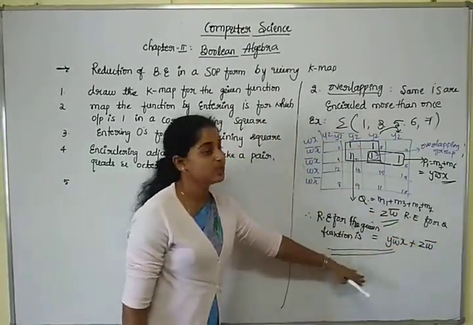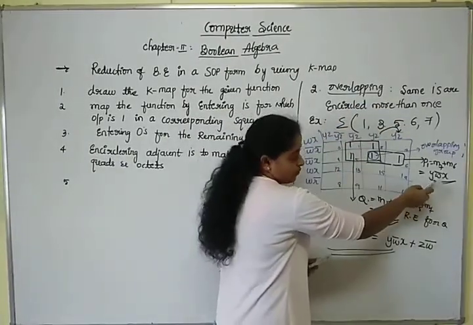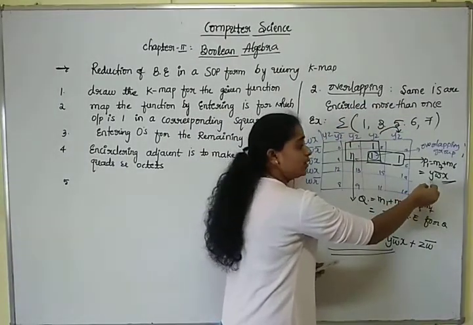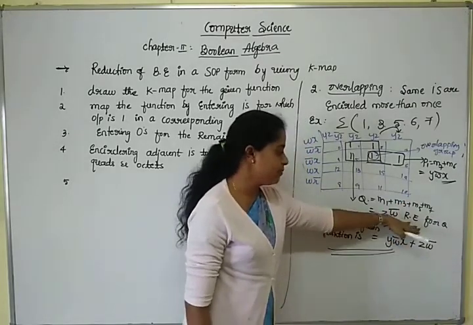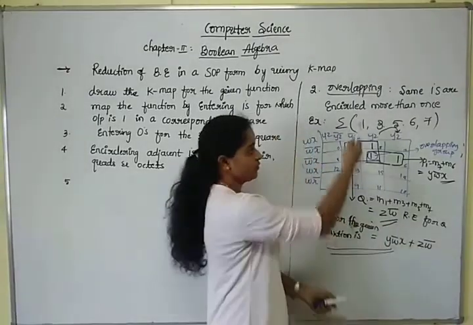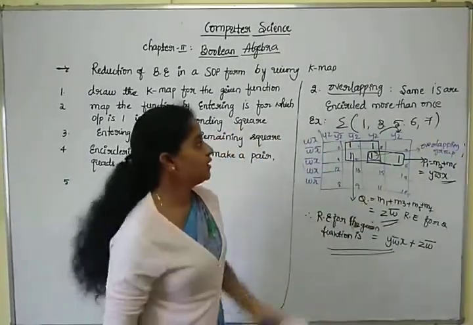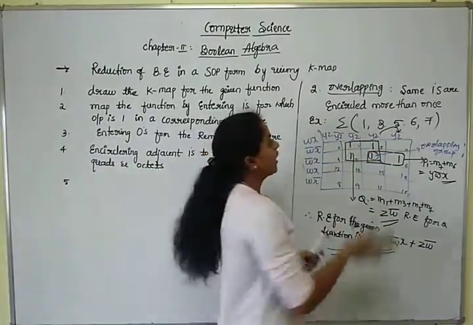The total reduced expression for the given function is: from the pair we got Y W bar X, and from the quad W Z and W bar. So this is the reduced expression for the given function. This is about the overlapping group. So the third one is the redundant group.